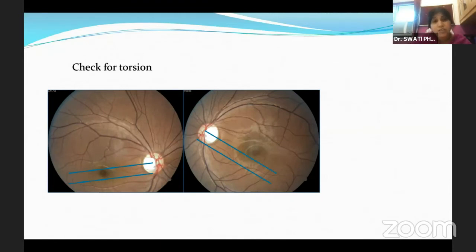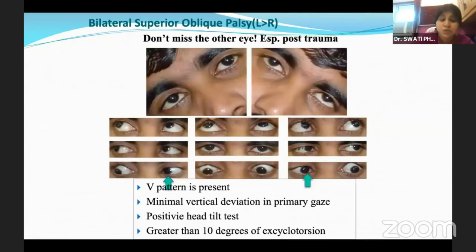Why is it important to check for the torsion? It is so that we should not miss bilateral superior oblique palsy, which is seen especially after head trauma. In these cases, the vertical deviation is not so much. There is minimal vertical deviation, and in either gaze the hypertropia increases. But what is characteristic is that the head tilt is positive on both sides, and the amount of torsion is much more than 10 degrees.